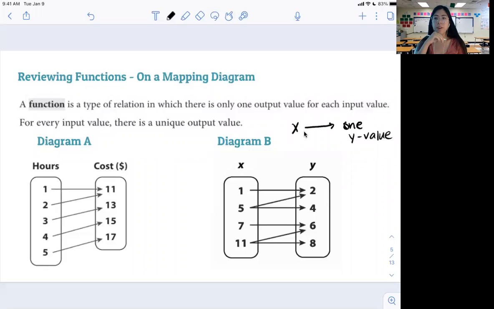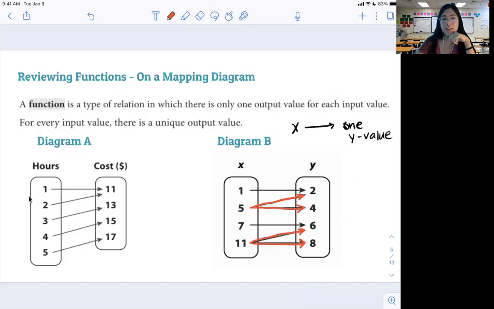So which of these is not a function? Good. Diagram B. What happens in diagram B? What's bad about it? Good, Karina. The 5 is going to 2 different outputs. 5 is going to 2 and 4. 11 is going to 6 and 8. So that's bad.